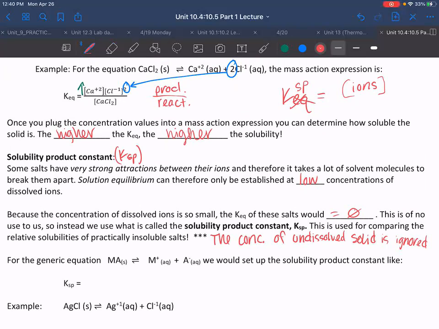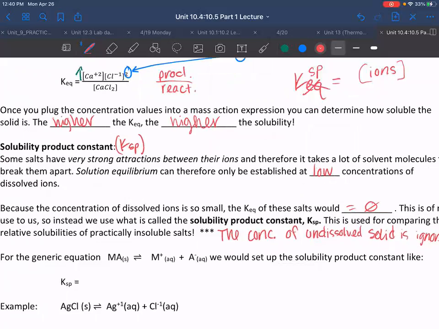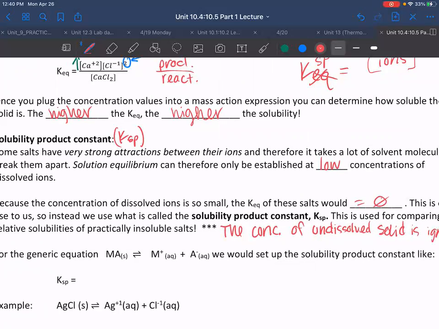So now our equations get even easier. Instead of writing a whole mass action where you have products over reactants, we just set it up as products. So the products of this are M plus, and then we'd be multiplying that by A minus. So that is how you write a KSP.